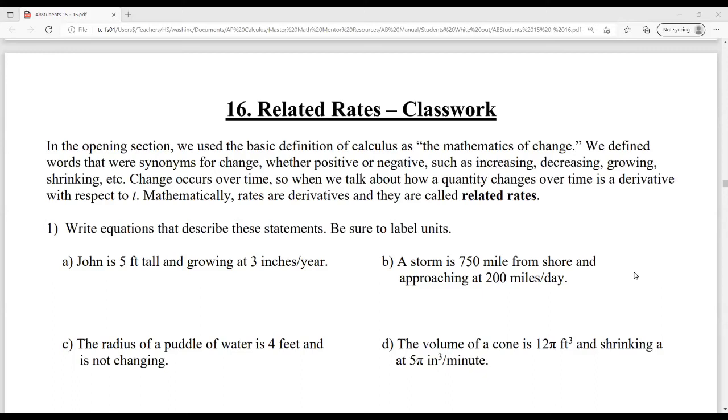Hi, this is chapter 16 from Master Math Mentors AP Calculus AB Manual. It is on related rates.